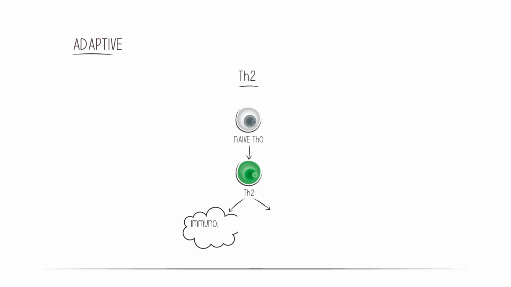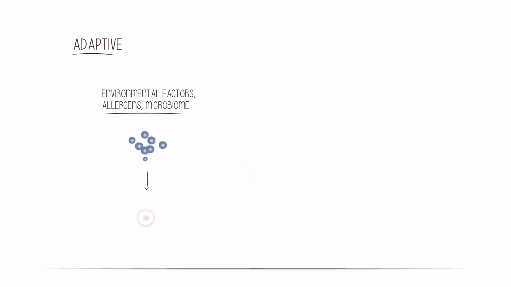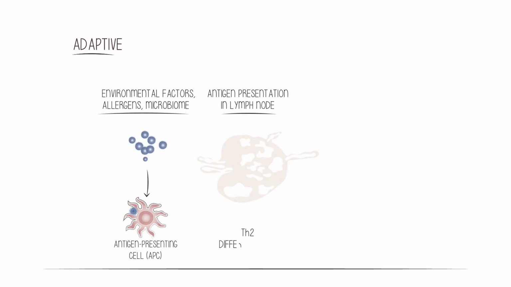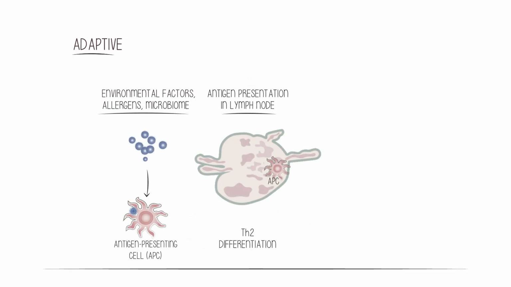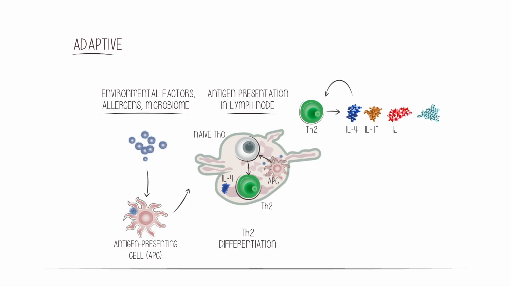T helper type 2, or Th2 cells, which differentiate from naive Th0 cells, play a primary role in the adaptive type 2 immune response. Th2 cells are key drivers in establishing and maintaining immunologic memory, and therefore can drive chronic inflammation. Classically, antigen-presenting cells migrate to the draining lymph node from the tissue, for example, the skin, and present the antigens to naive T cells to become Th2 cells, which are characterized by the production of IL-4, IL-5, and IL-13.